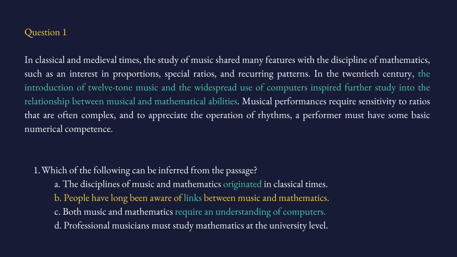Let's see why C is not the answer. It says both music and mathematics require an understanding of computers. Well, nowhere in the passage this sentence is stated. It says, look, they were using computers here. Widespread use of computers inspired further study. But it's not saying that it required an understanding of computers. I could be a professional musician without any understanding of computers. I could compose my music and have somebody else edit it for me. Voila. I don't have any understanding of computers. So this choice falls apart, and the passage does not say that.